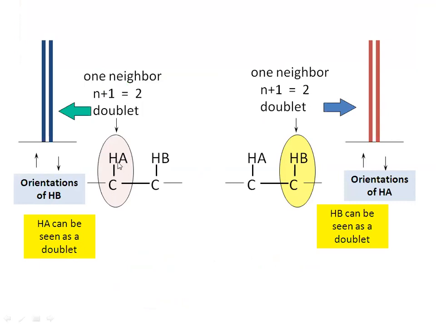Now, when you record HA, it can see the possible orientations of HB and it will come out as a doublet. In the same way, when you record HB, it can see its neighbor HA in these two possible orientations, and it is going to come out as a downfield signal and an upfield signal.